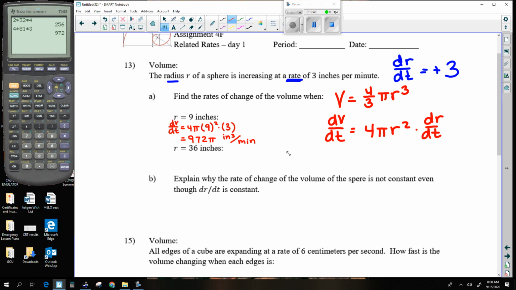Second one, same question. It's going to be a crazy big number though. So dV/dt is 4 pi r squared dr/dt, which again is 3. Crazy big number. 15552 pi. Again, that's inches cubed per minute.